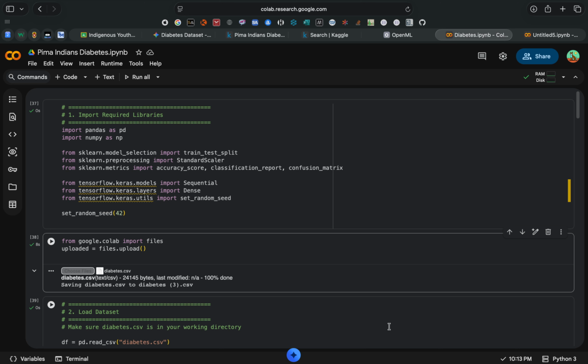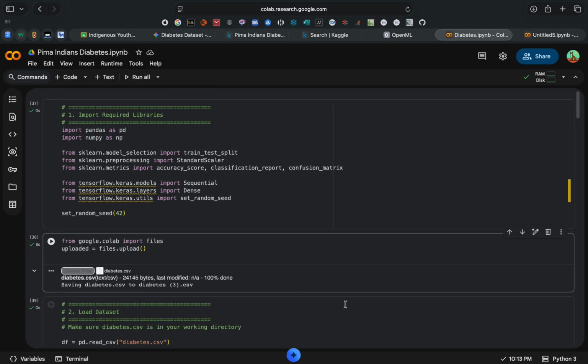For this project, I used the Pima Indians diabetes dataset. The dataset contains 768 patient records and 9 columns. There are 8 input features and 1 target column called outcome. The input features are pregnancies, glucose, blood pressure, skin thickness, insulin, BMI, diabetes pedigree function, and age. Some of the most important medical indicators are likely to be glucose level, BMI, insulin, age, and family history related risk, which is represented by the diabetes pedigree function. The target variable is outcome, where 0 means the patient tested negative for diabetes and 1 means the patient tested positive. Now I will briefly explain the code.